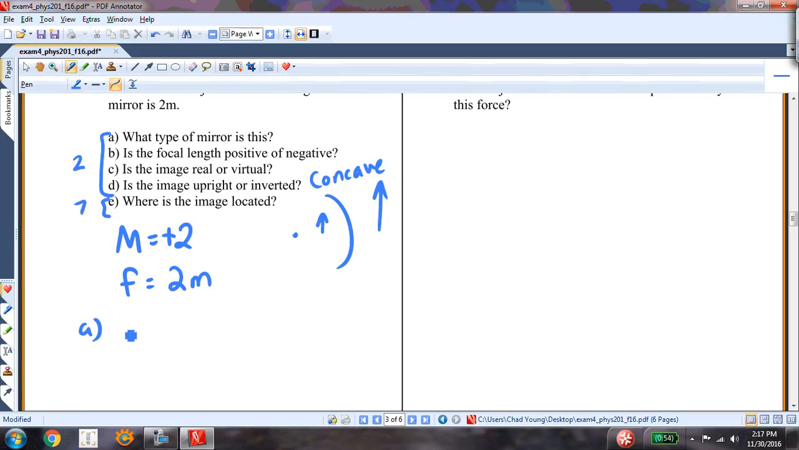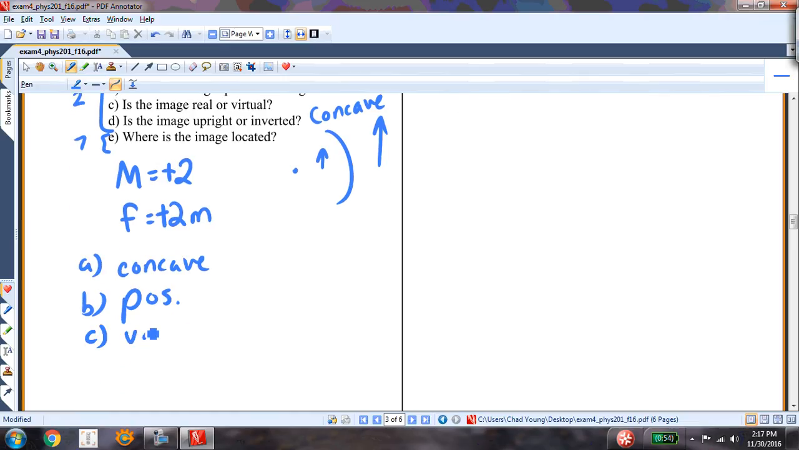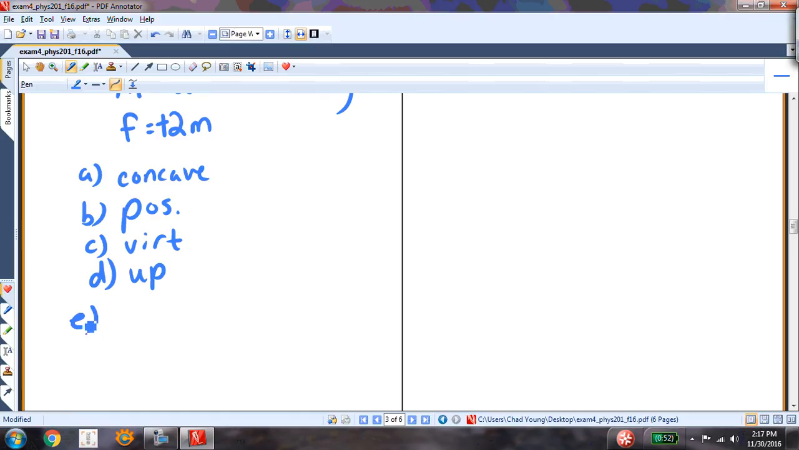So A, it's a concave mirror. B, is the focal length positive or negative? Well, it's positive because it's a concave mirror. Is the image real or virtual? I've already said that. It's a virtual image. And is the image upright or inverted? It is an upright image. All virtual images are upright, in fact. And then part E, which was 7 points, where is the image located?